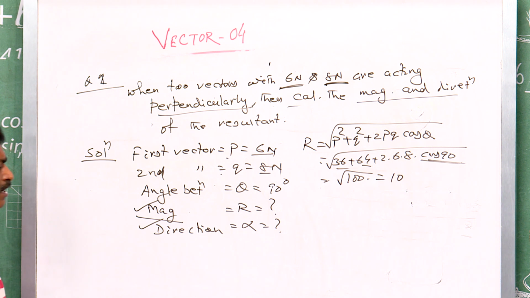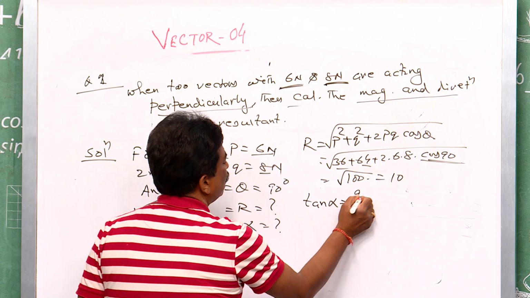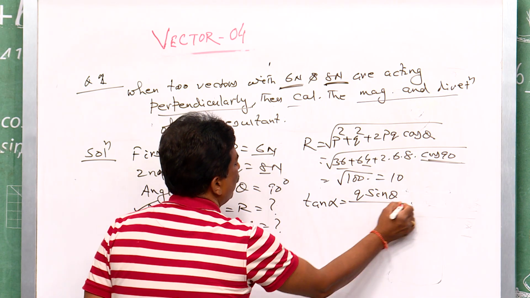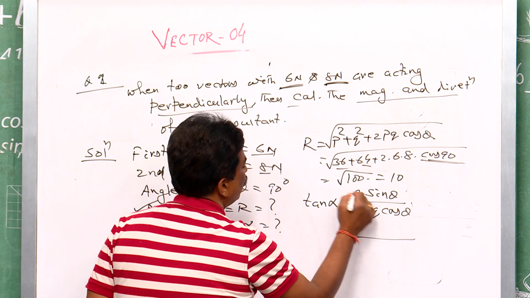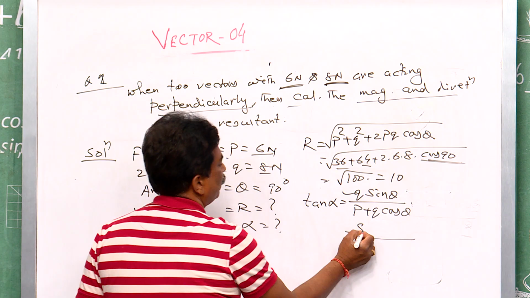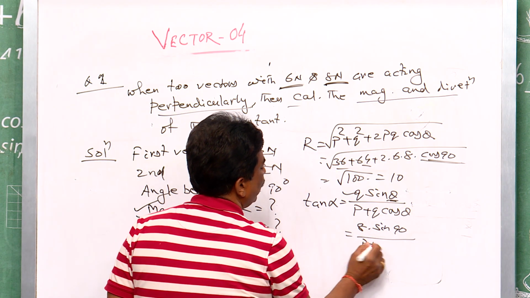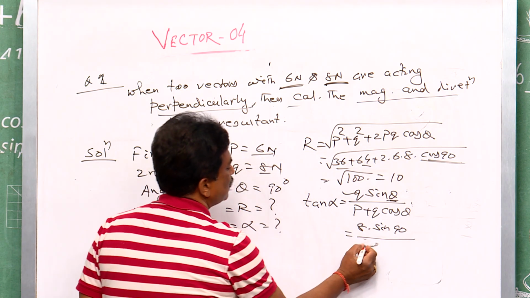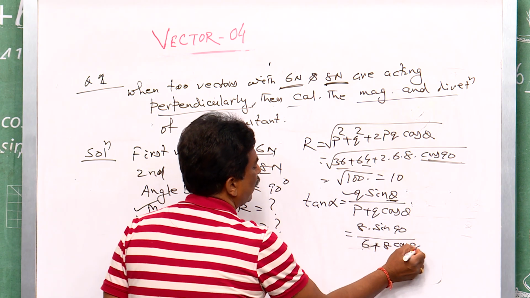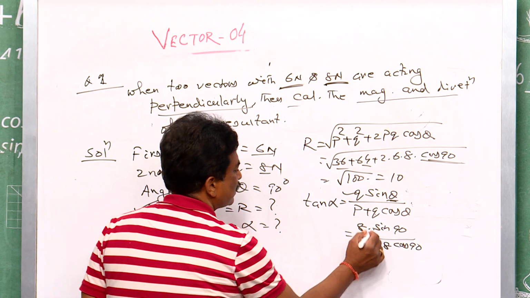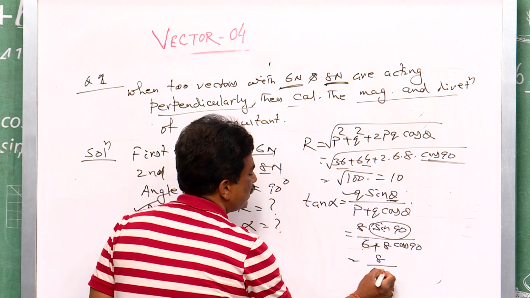Next is the direction. To find the direction, what is the formula? Tan alpha is equal to q sin theta by p plus q cos theta. Q is equal to 8, sin theta is sin 90, over p plus q cos theta. P is equal to 6, plus q, which is 8, into cos 90. Sin 90 is equal to 1, so 8 into 1 is equal to 8. That is over 6 plus 8 cos 90.